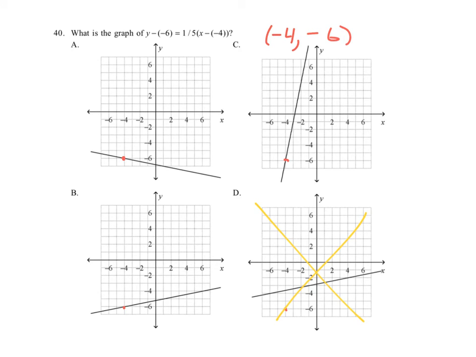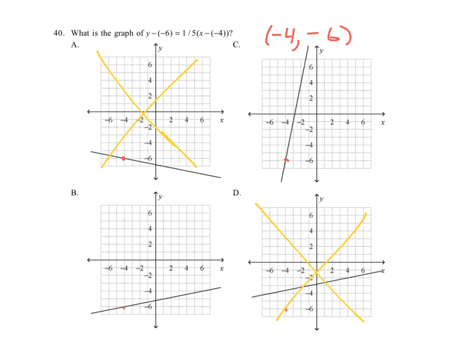What is our slope? Our slope here is whatever's in front of the parentheses on the right-hand side, and that's 1/5. It's a positive number, so any lines that are not positively sloped can't be it. Which one is not positively sloped? A is not. It's dropping as you go to the right, so that's got a negative slope.